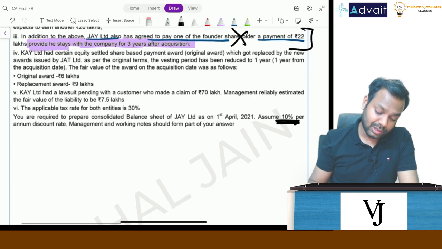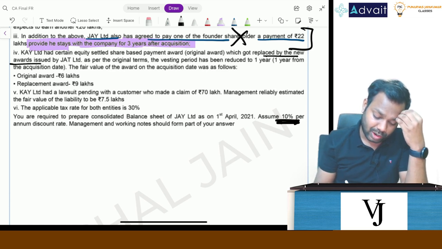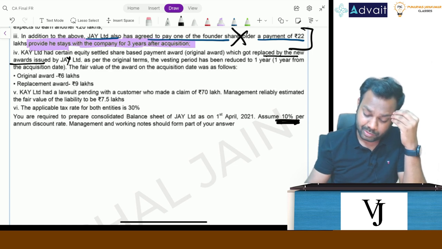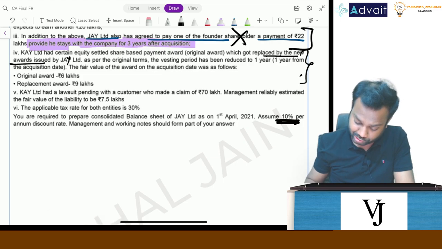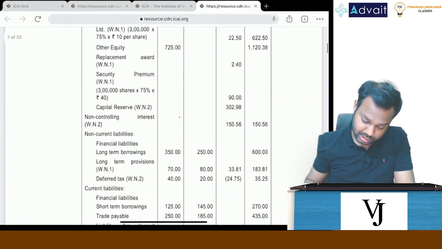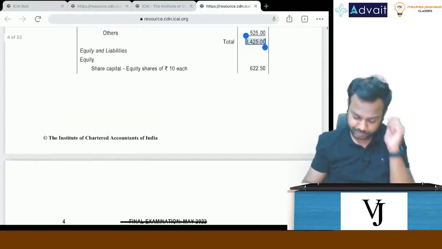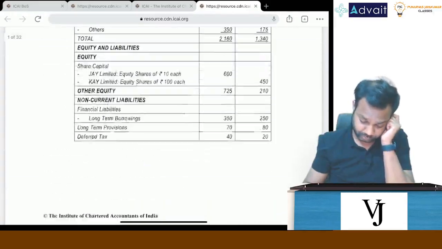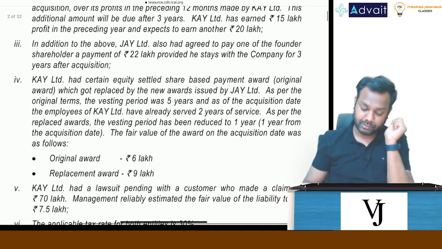Right now, K Limited had a certain equity settled share based payment award which got replaced by the new awards issued by J Limited. As per the original terms, the vesting period has been okay. Now, there is again a challenge in the question here, so I will show you the exact question just a minute. Please refer the question.